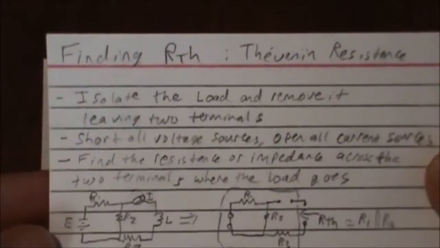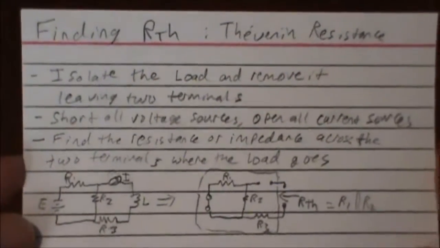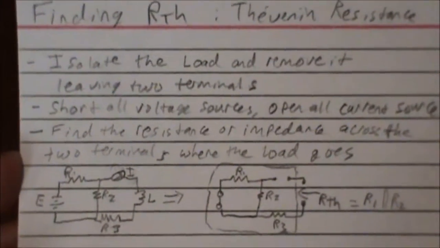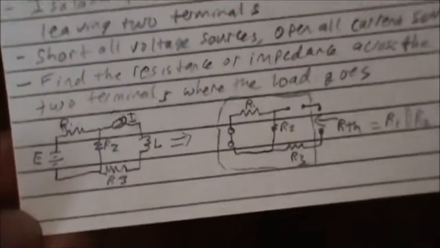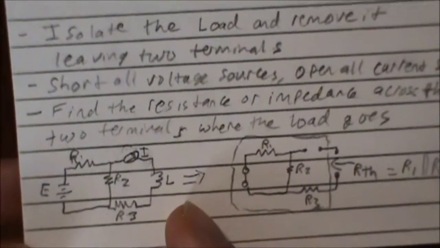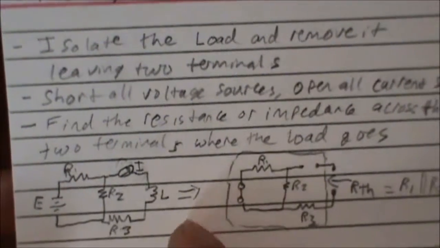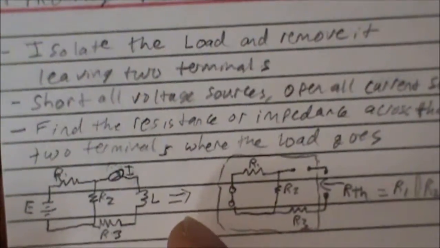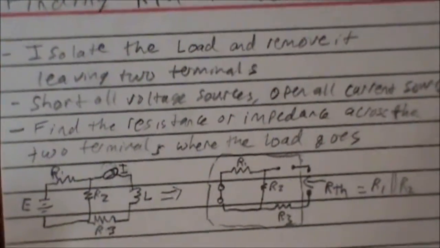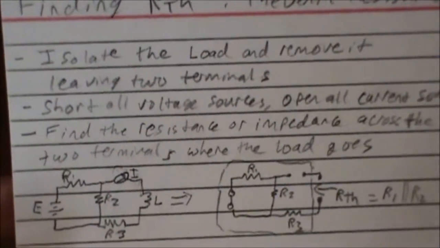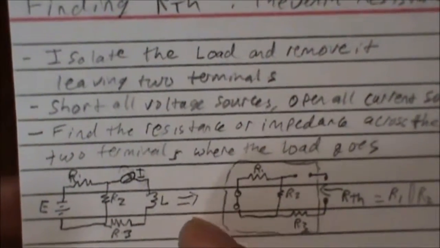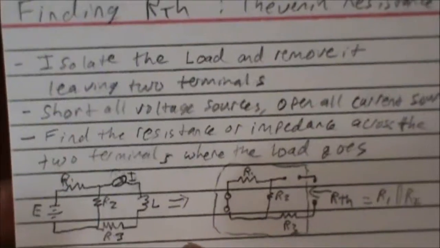So he came up with this whole process here, which is to isolate the load. Let's say, for example, here L is our load. It happens to be an inductor, but it could be a resistor or a capacitor or any combination thereof. So you want to have these two open terminals here.